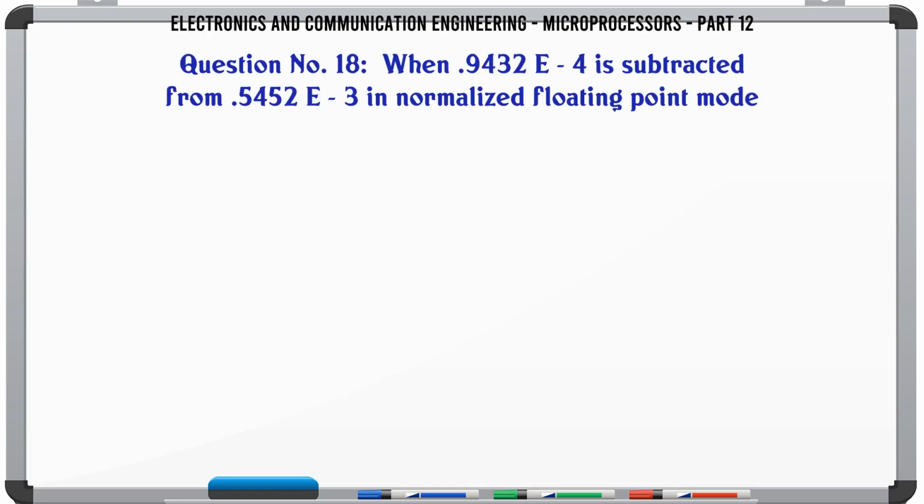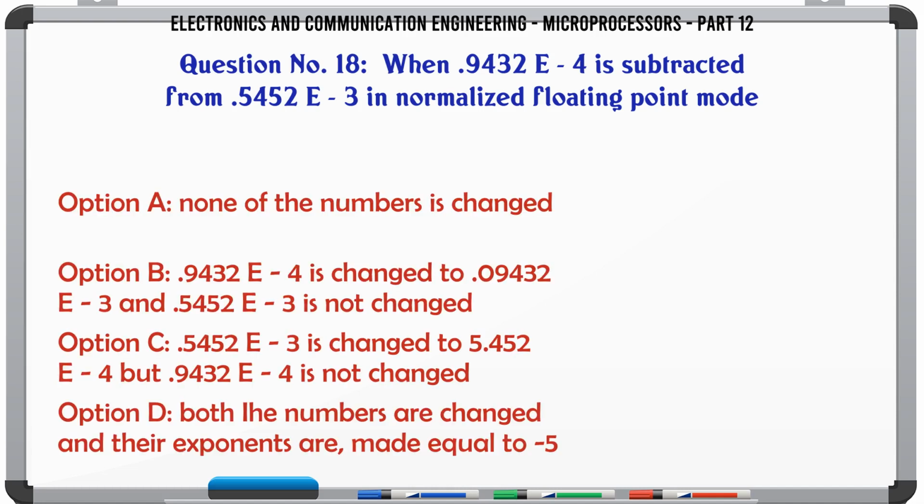When .9432E4 is subtracted from .5452E3 in normalized floating point mode, A: none of the numbers is changed, B: .9432E4 is changed to .09432E5 and .5452E3 is not changed, C: .5452E3 is changed to .05452E4 but .9432E4 is not changed, D: both numbers are changed and their exponents are made equal to 5.